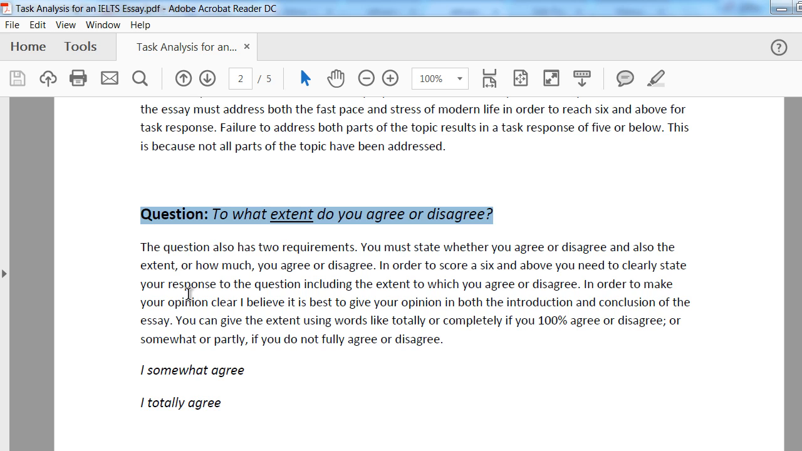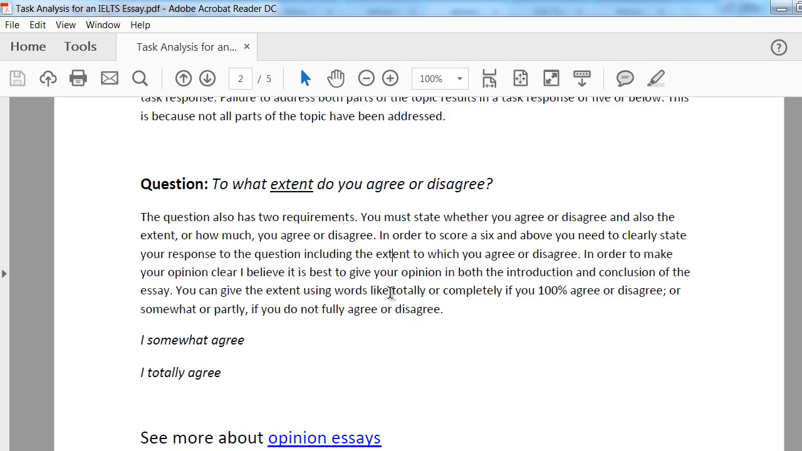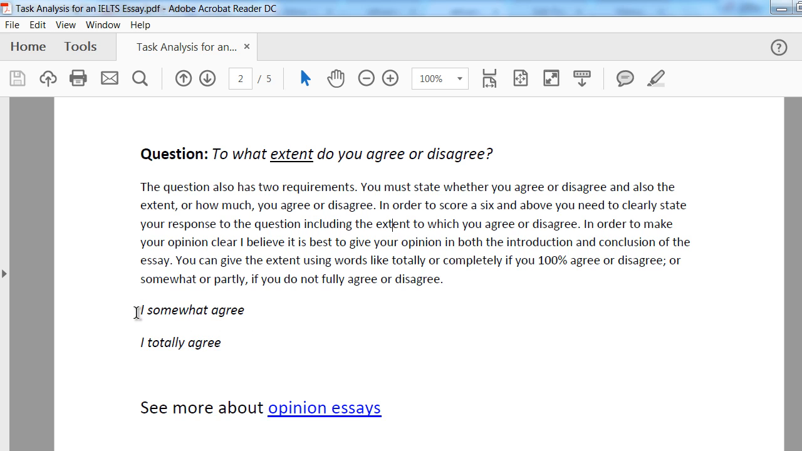The question says, to what extent do you agree or disagree? Note the word extent. This is incredibly important. Extent means how much. So again, to fulfill task response 6, addressing all parts of the task, we should say how much we agree or disagree. So just saying I agree is not enough. Let's say you agree. You could say that you somewhat agree.